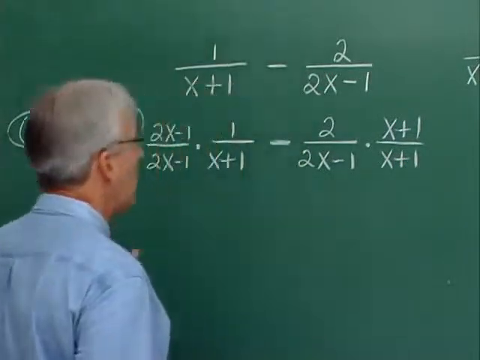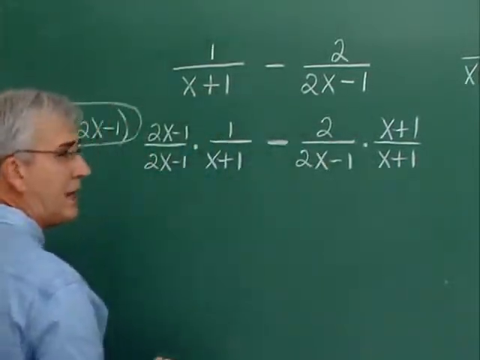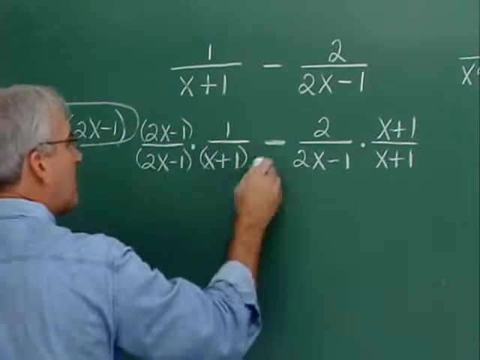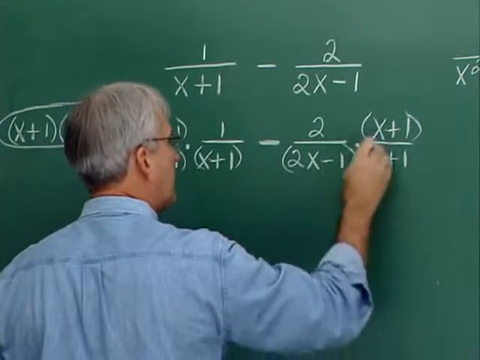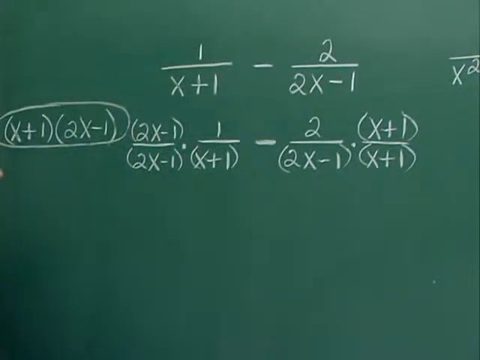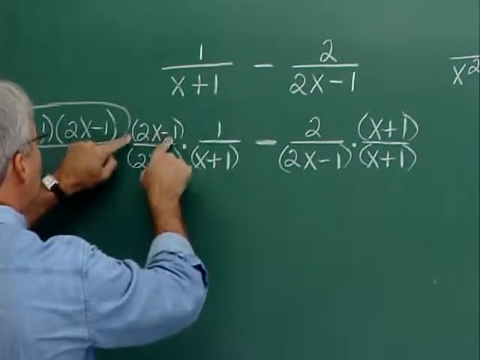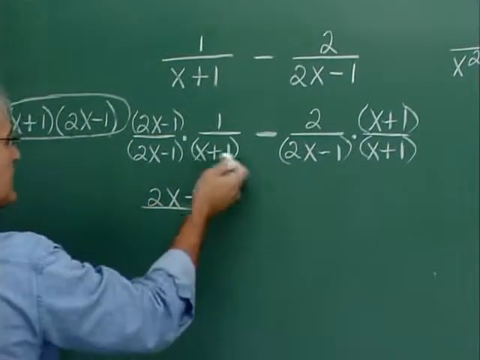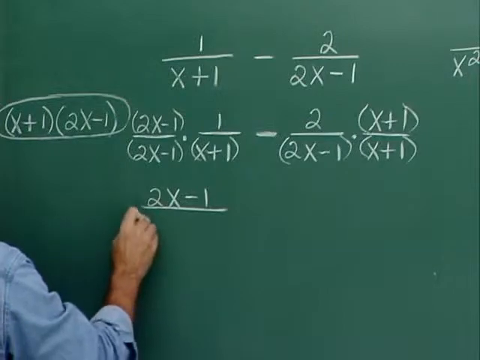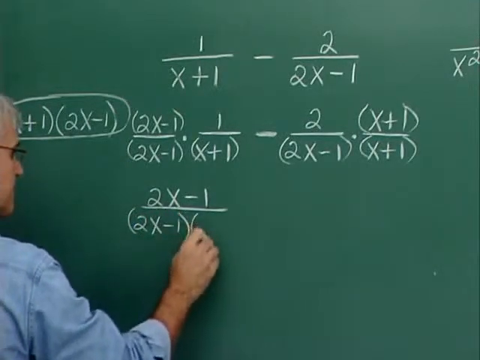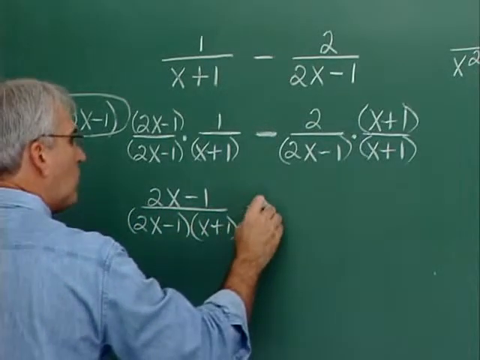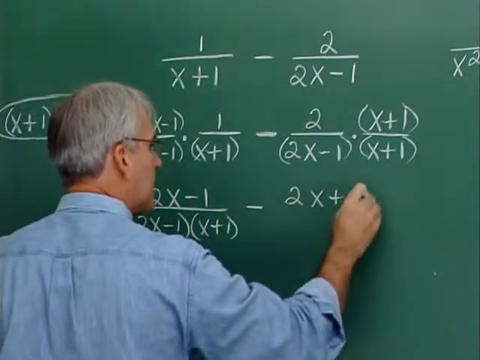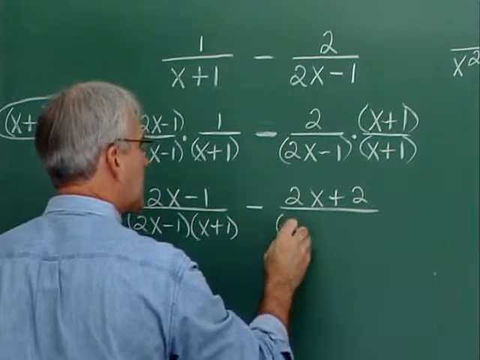Okay, now to help us with this multiplication process, we introduce parentheses around all of the binomials. That'll just help with the multiplication. In this numerator, we have 1 times 2x minus 1. Oh, that's 2x minus 1. In the denominator, we have the common denominator. And over here, we have 2 times x plus 1. Oh, that's 2x plus 2. And in the denominator, we have the common denominator.